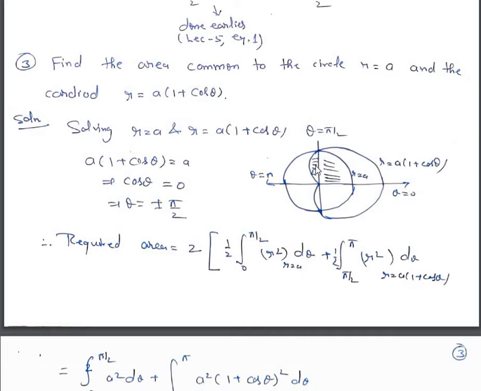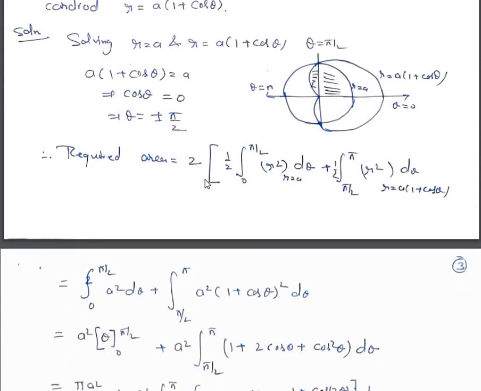Now if you want to find the area of the upper portion, from theta is equal to 0 to theta is equal to pi by 2, we have to take this curve because we want to find the area of this portion. So for theta from 0 to pi by 2, this portion belongs to the circle r is equal to a. So for this portion we shall take r is equal to a, and from pi by 2 to pi, this portion belongs to the cardioid. So pi by 2 to pi we shall take r is equal to a into 1 plus cos theta.